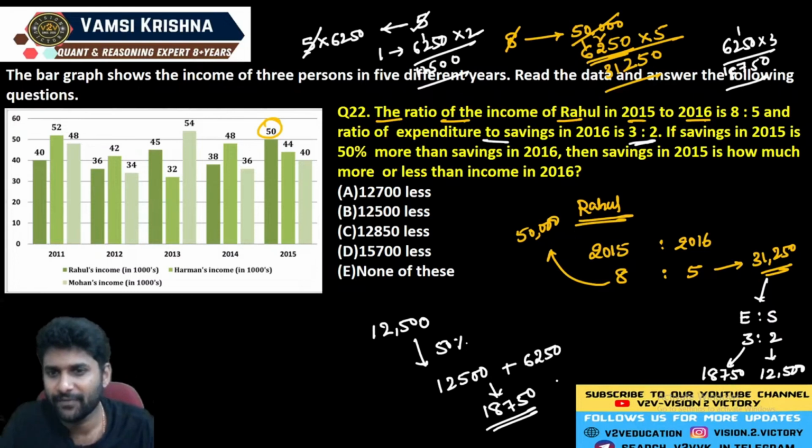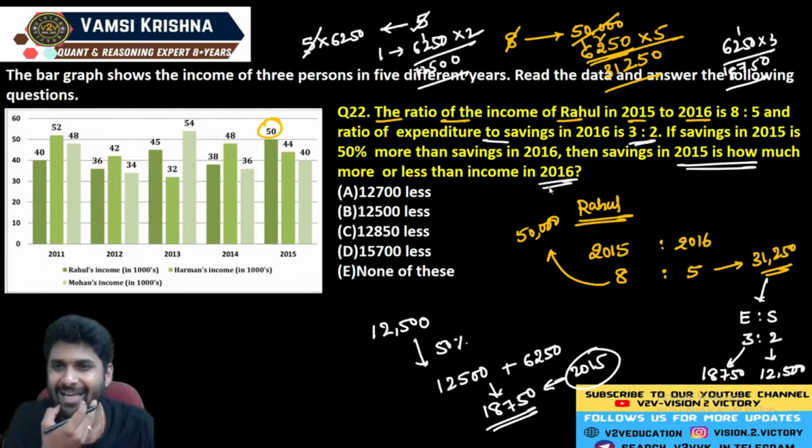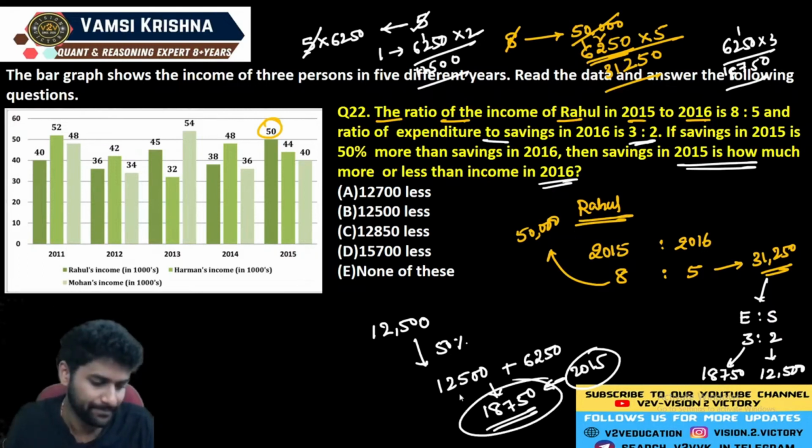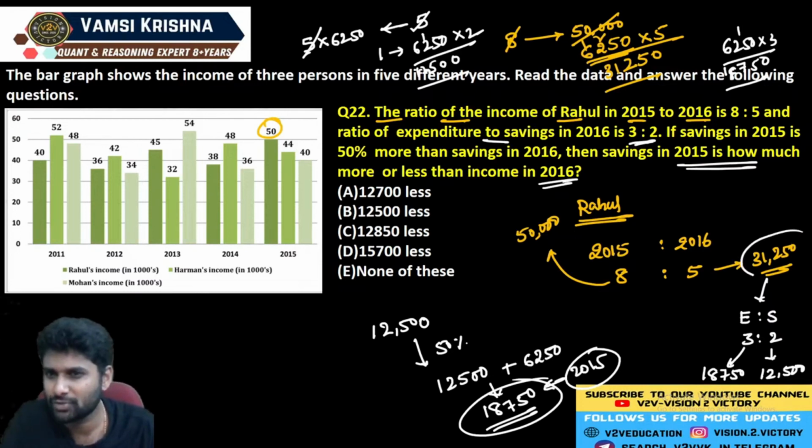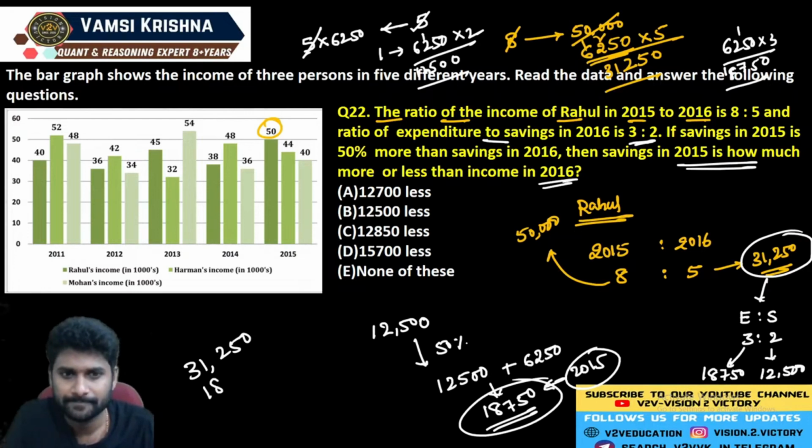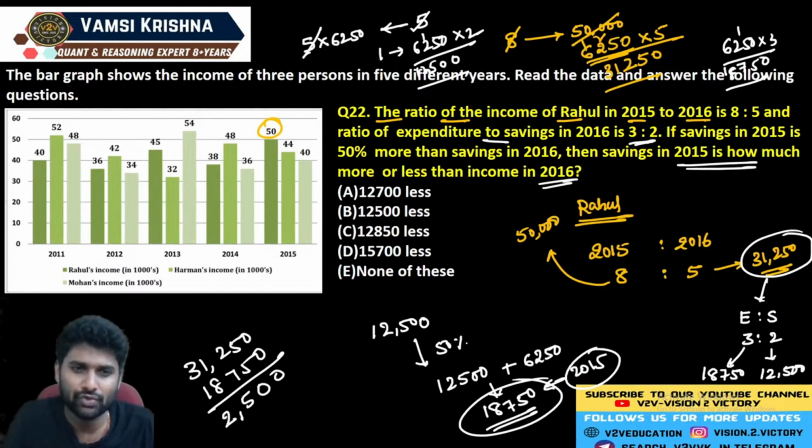So it's a 2015 data. Another question: the savings of 2015 is how much more or less than the income of 2016? So savings of 2015 is 18,750. And here the question, income of 2016. What is the income of 2016? 31,250. Just find the difference. 12 minus 7 is equal to 5. It's again 2. So the answer is 12,500.